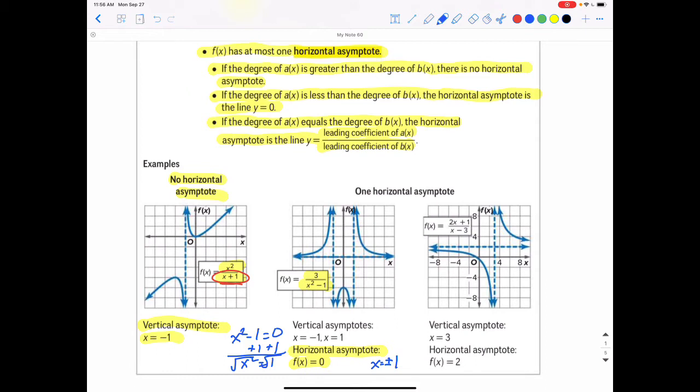And then the final example, this is an example of one vertical asymptote at x equals 3 because that's what would make the denominator equal to 0. And since the degree of both the numerator and the denominator are 1, they both have exponents of 1, then the horizontal asymptote would be located by finding the leading coefficient of the numerator, which is 2, over the leading coefficient of the denominator, which is that hidden 1 there. So that would be 2 over 1, which is why it equals 2.